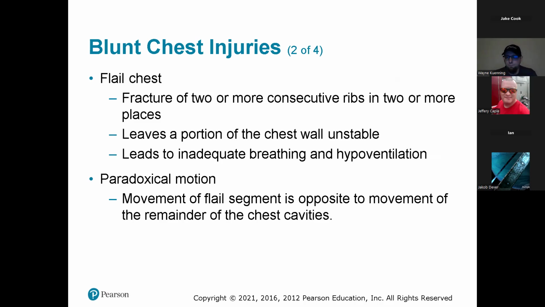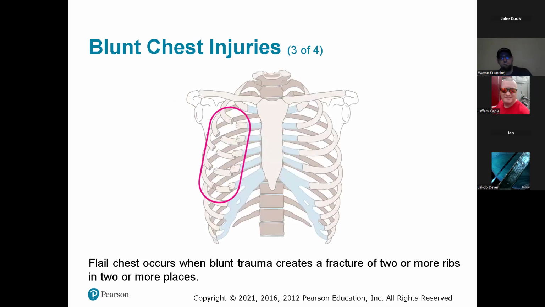It also makes the chest wall unstable, and it causes what's called paradoxical motion. What that means is when you breathe in, typically your chest wall expands, but that segment will pull in. And when you breathe out, that segment will push out as your chest retracts. That's just an illustration of a flail segment. That's actually a really big flail segment. It's one, two, three, four total ribs.